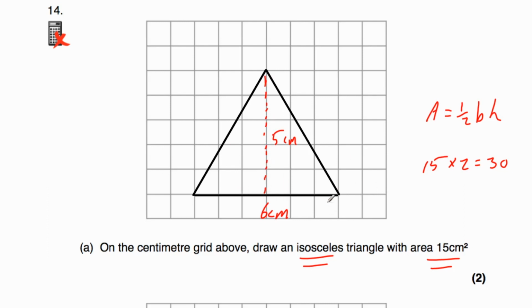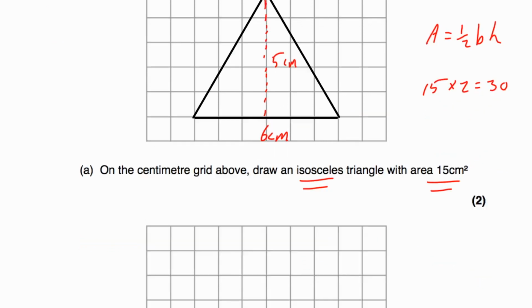You could have done 5 and then in the middle, which would have been 2.5, you could have then gone up 6 squares and so on. But as long as your base times the height would be equal to 30, then that would be a triangle with an area of 15 centimetres squared. And then it just has to be isosceles. Okay, our next question, question B.